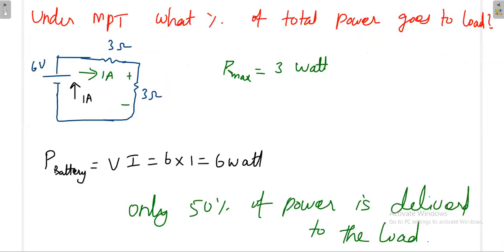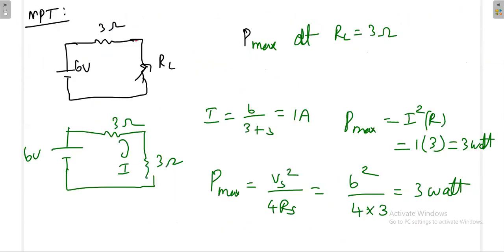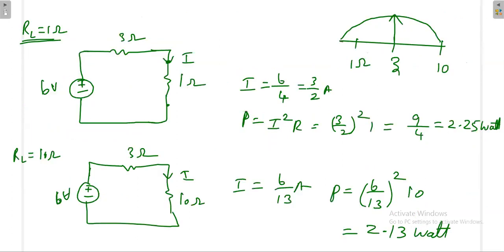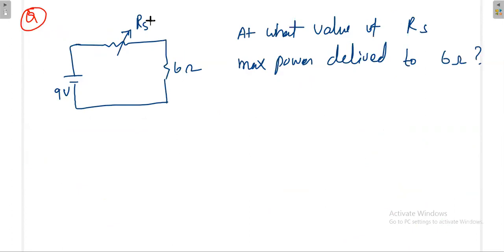Because what the theorem is telling is, if the situation is like this, when you want to calculate the maximum power across RL, if this is variable, then this could be equal to this one. But now the situation is different. You need maximum power across this one, but this is variable. Now, what is the value of RS at which the maximum power is delivered to the 6 ohm? So what is the way? If you directly apply the maximum power transfer theorem, that is wrong, because here the case is different.